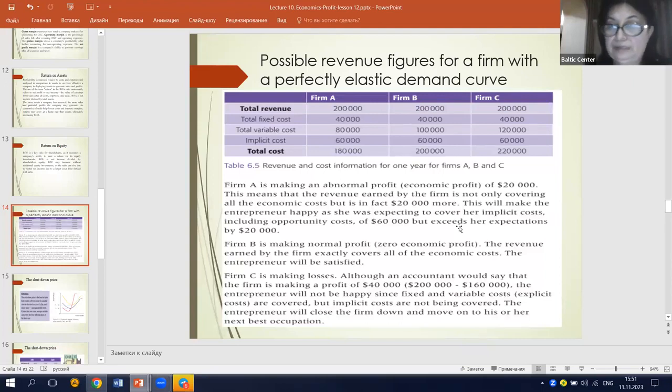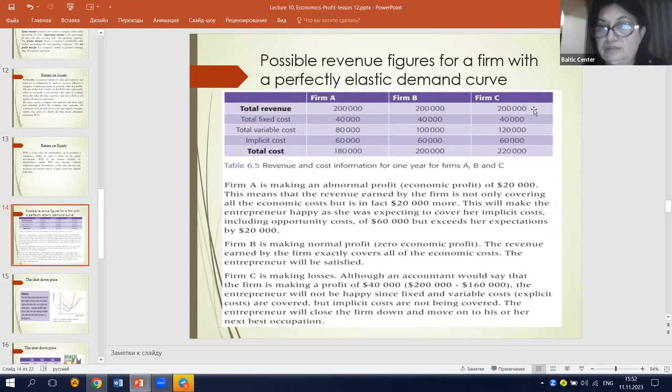The company B is making normal profit, то есть обычная прибыль, so zero economic profit. The revenue earned by the firm exactly covers all the economic costs and the entrepreneur will be satisfied. То есть в этом случае, то есть он получил даже zero, да, economic profit, zero, нулевая, все-таки покрыл все экономические свои издержки, и он остался доволен, да, этим. То есть безубыточная, да. The firm C is making losses.